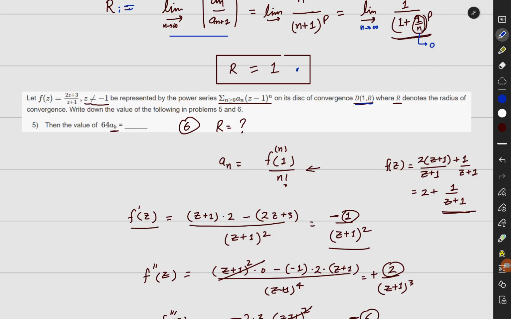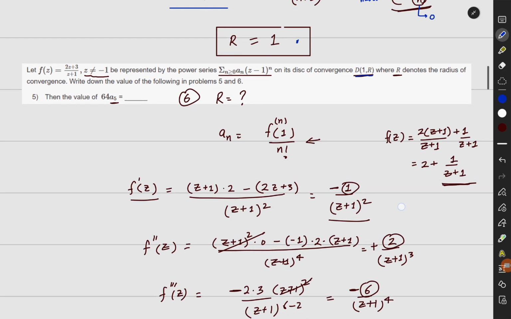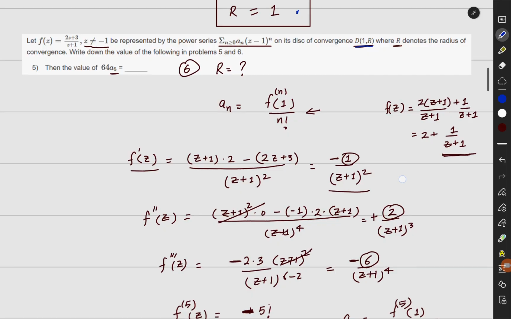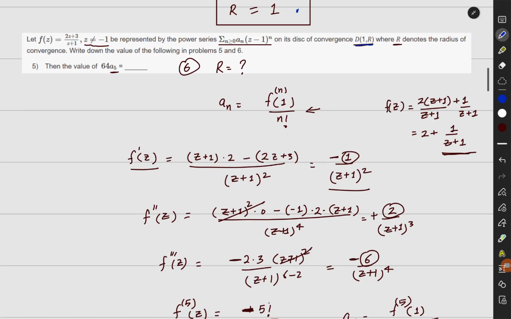So if we want to calculate an, meaning the nth derivative at 1, because the series is centered at 1, we have to calculate the derivative at 1. So the nth derivative at 1 divided by n factorial is what an is. There are two ways to calculate an. One is using the formula, which I am doing here right now. So if we calculate the first derivative f prime of z, what happens?